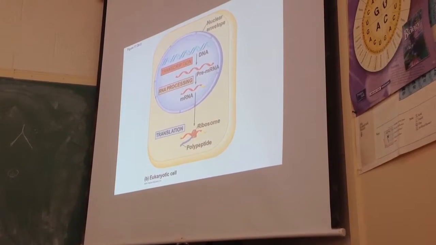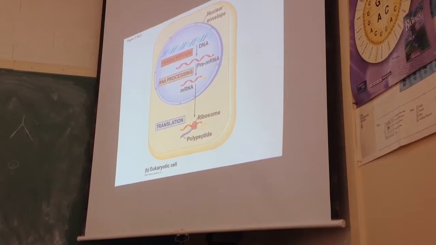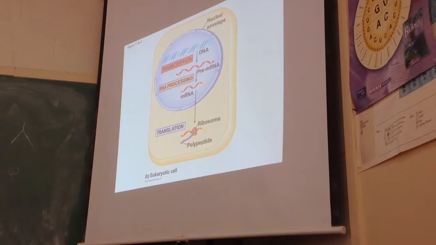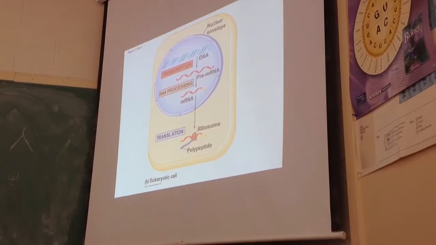What is it a copy of? It's the copy of the portion of the DNA that tells me how to make one what? One polypeptide chain. You get it?